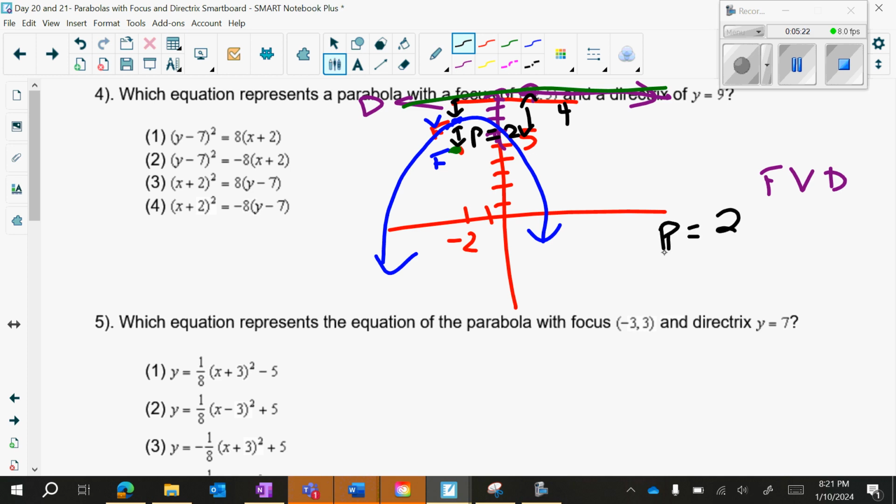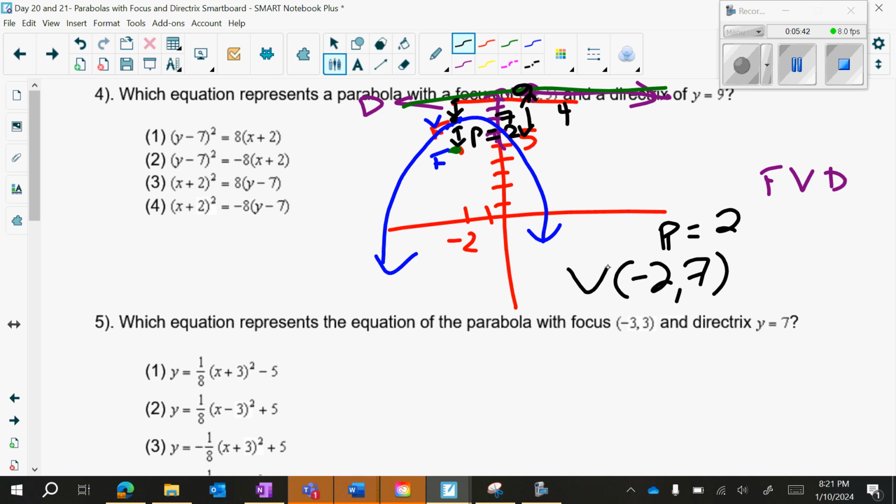Now the coordinates of the vertex: the x coordinate stays the same, still -2, but the y coordinate is going to be 2 units up from 5. So 2 units up from 5 is 7, and 2 units down from 9 is 7. So if you said the vertex is (-2, 7), good job.